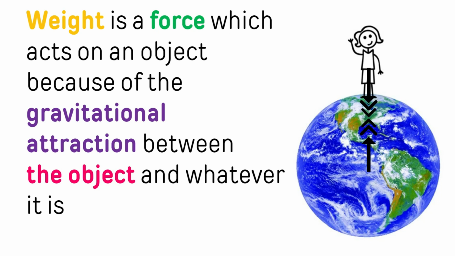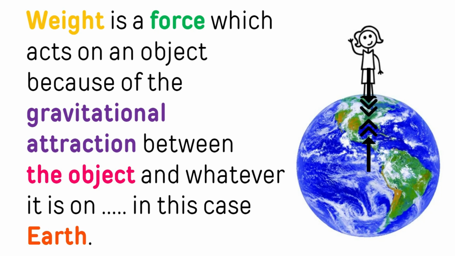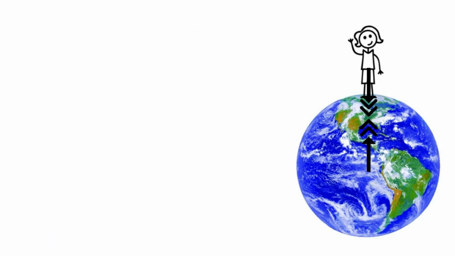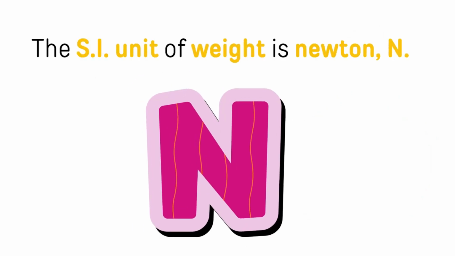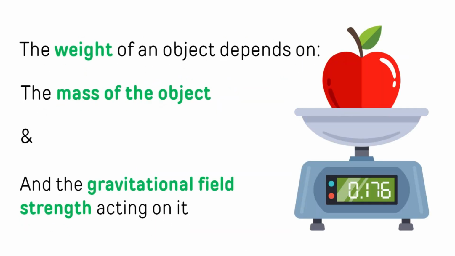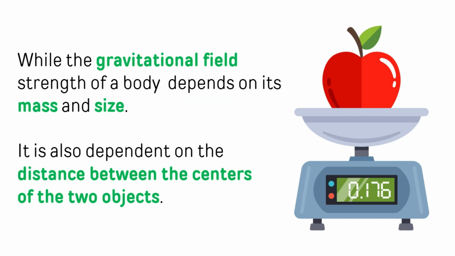Weight is a force which acts on an object because of the gravitational attraction between the object and whatever it is on, in this case, Earth. The SI unit of weight is the newton. The weight of an object depends on the mass of the object and the gravitational field strength acting on it. While the gravitational field strength of a body depends on its mass and size, it is also dependent on the distance between the centers of the two objects.